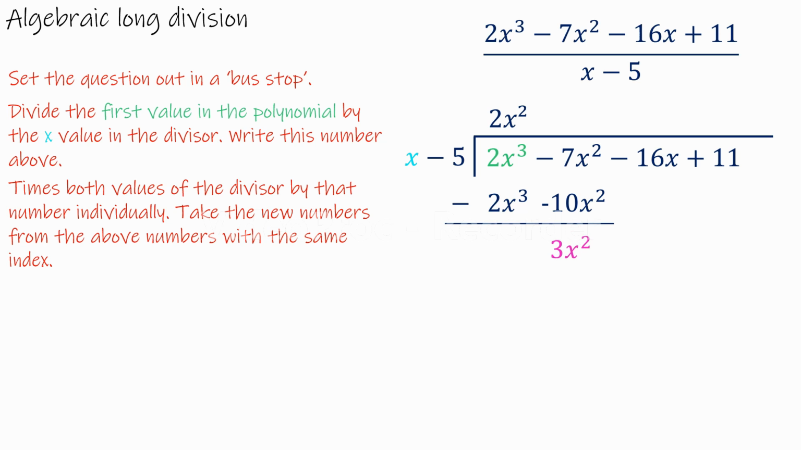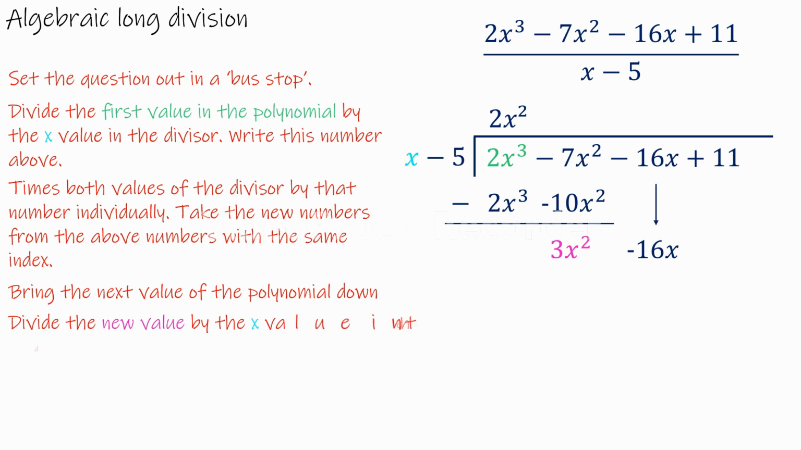Solving this downwards, we can simply say that 2x cubed minus 2x cubed is 0, so we don't need to write anything, and then we get 3x squared for our other values. From here, we're going to bring the next value of our polynomial down, which is the minus 16x here, and then we're going to divide the new value by the x value in our divisor.